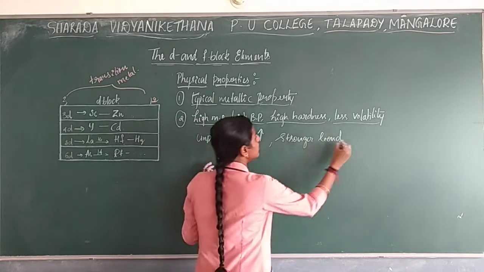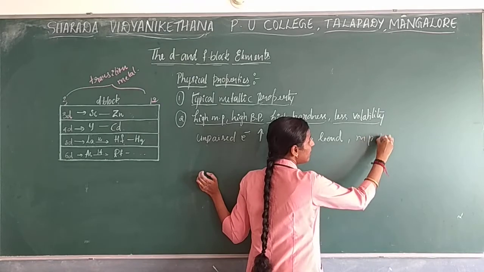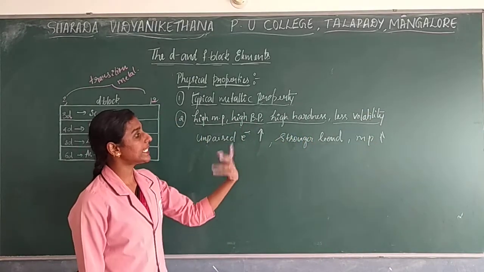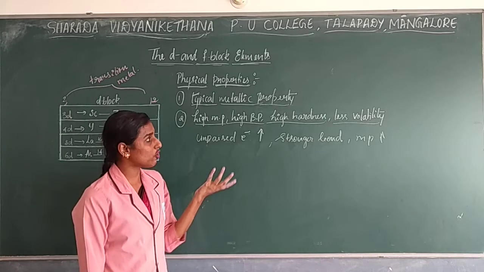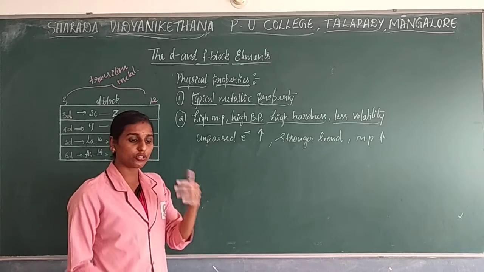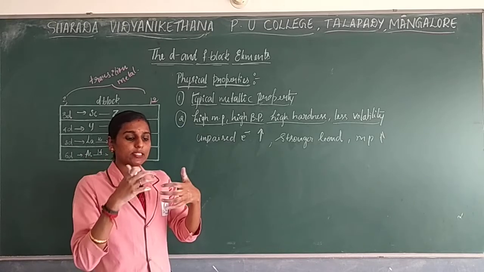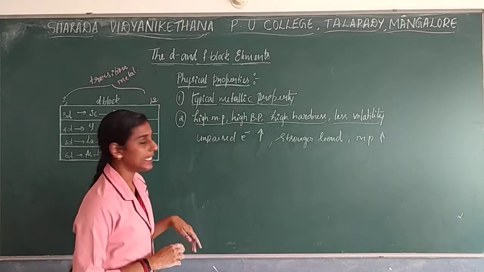So the melting point, boiling point, and hardness go on increasing. But volatility, the evaporating property, will be less due to the presence of the strong bond. When the bond is stronger, it is difficult to evaporate, right? So that's why less volatility.